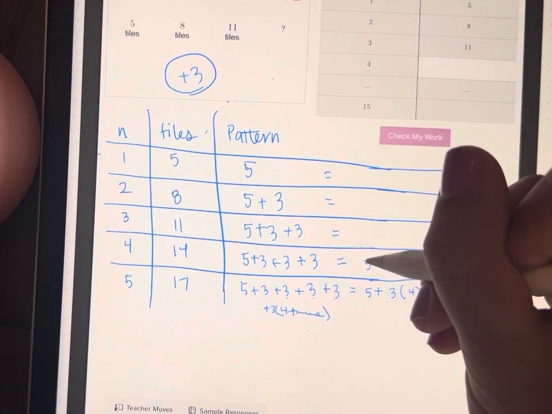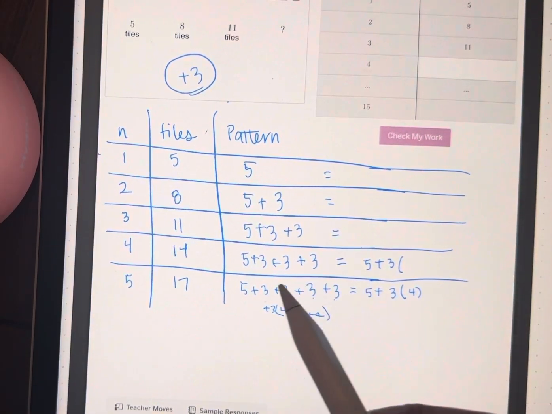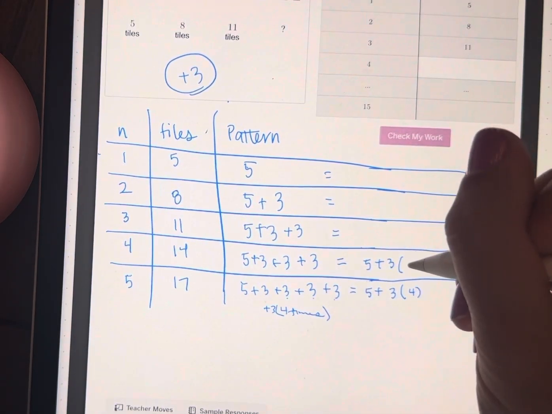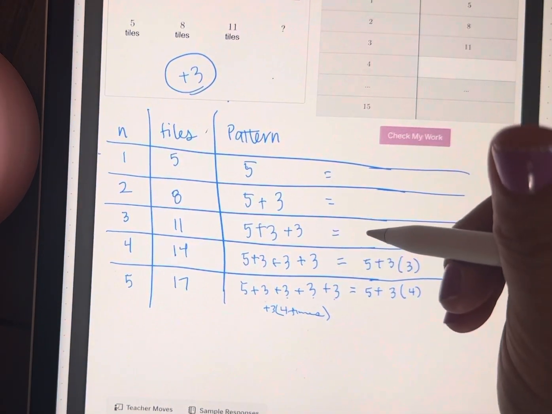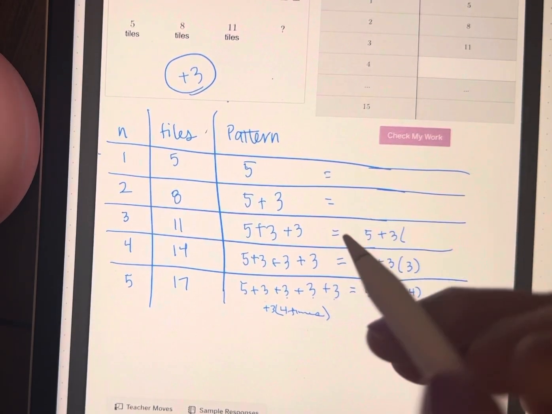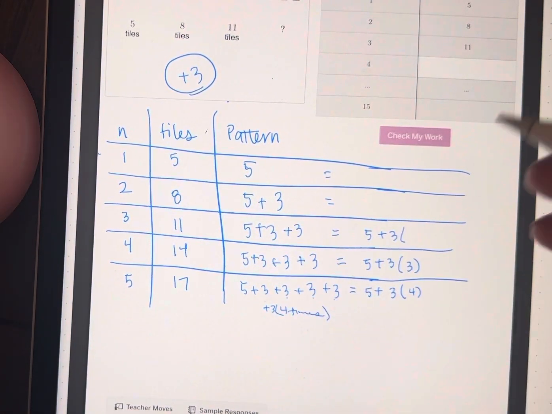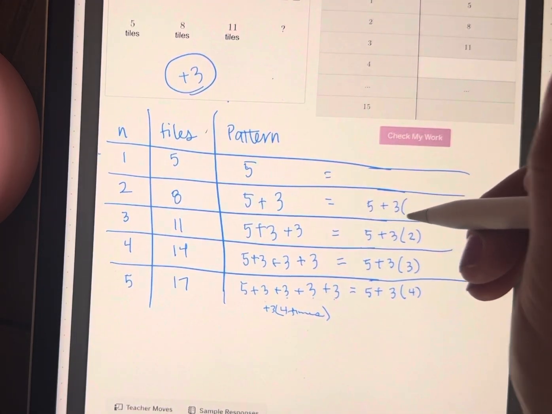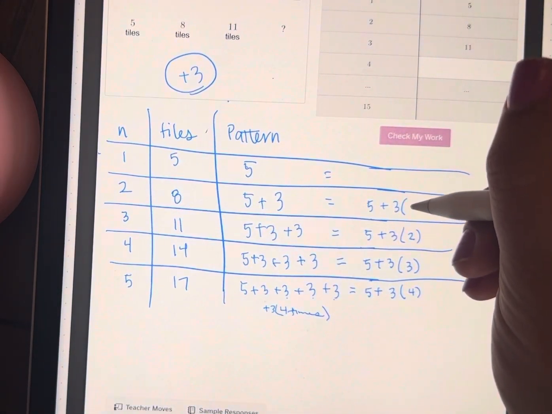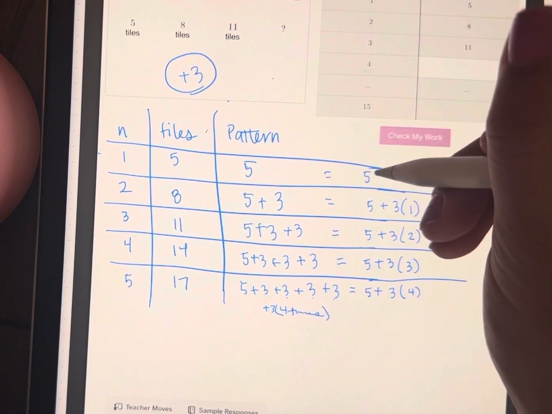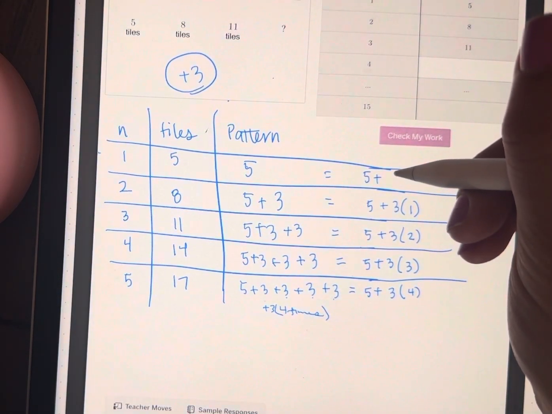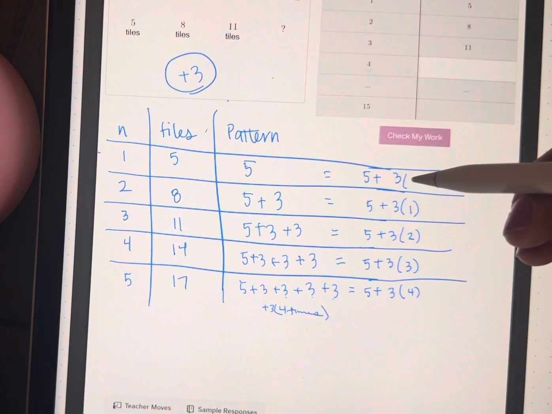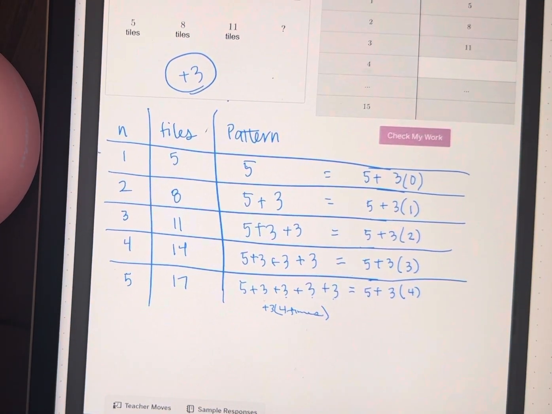Here it's 5 plus 3. How many times? 1, 2, 3 times. Over here, I have 5 plus 3. How many times? 1, 2 times. Here, I have 5 plus 3. How many times? 1 time. And believe it or not, over here, I have 5 plus 3. How many times? 0. I don't have any 3s.